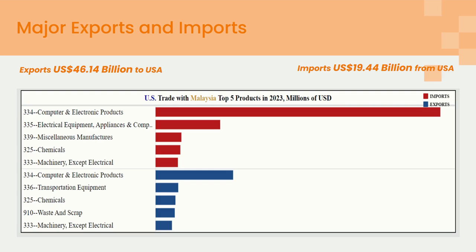Imports are in red, whereas exports are in blue. Major ones are electronics, computers, chemicals, machinery, waste, and scrap. So all these are what Malaysia exports to and imports from the US for the welfare of their country. They export around 46.14 billion US dollars and import around 19.44 billion US dollars.